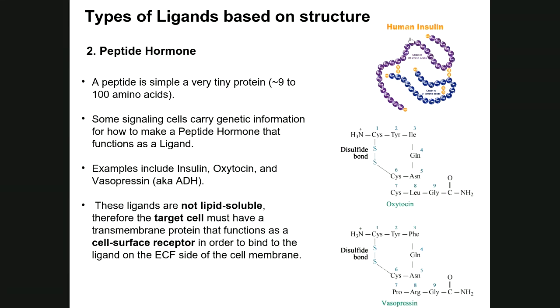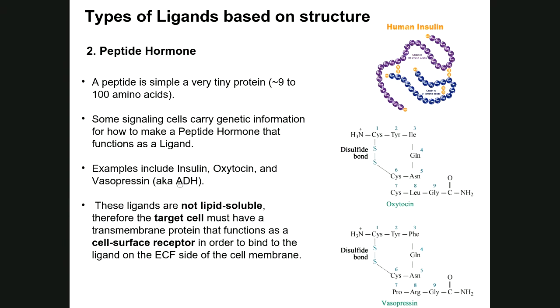So I'm just giving you reasons for why it's important to know the chemical structure and why it's relevant for us to talk about it in this class. Other examples of peptide hormones, tiny proteins that function as ligands, are oxytocin and vasopressin. Oxytocin is a peptide hormone most popularly associated with labor contractions when a woman is giving birth.